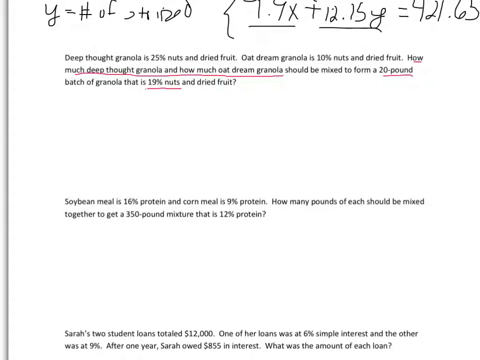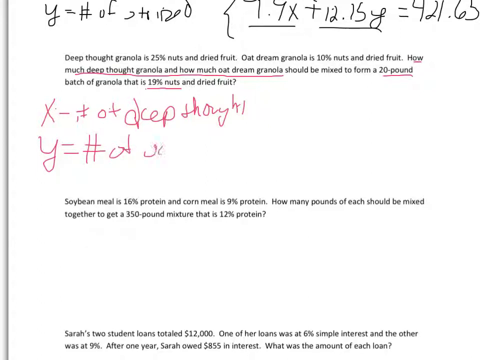That's how we're going to define our variables. We can say x equals pounds of Deep Thought granola, where y is going to be the pounds of Oat Dream. The number of pounds of Deep Thought plus the number of pounds of Oat Dream is going to be the total number of pounds. So since we have 20 pounds, we're going to get x plus y equals 20.